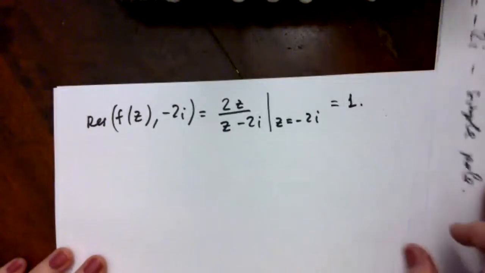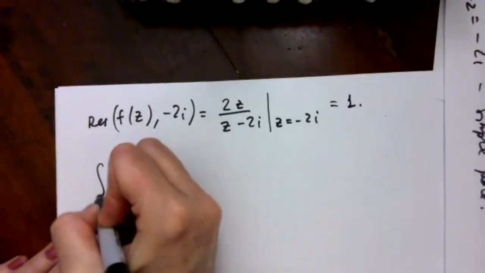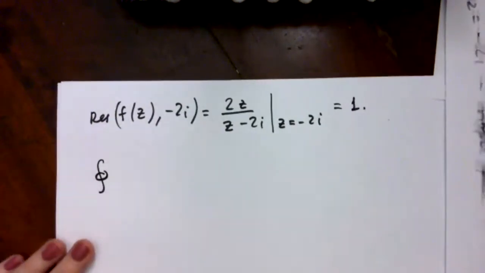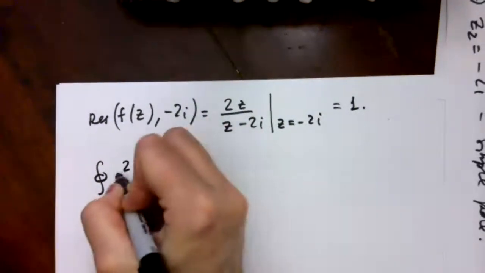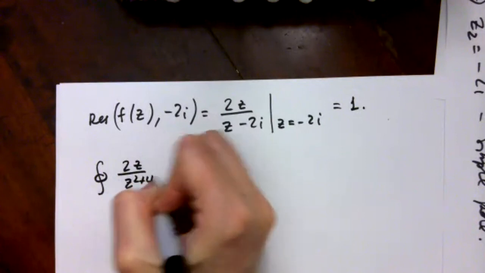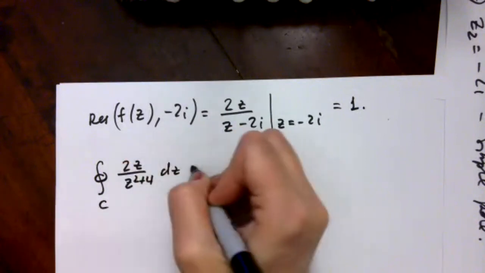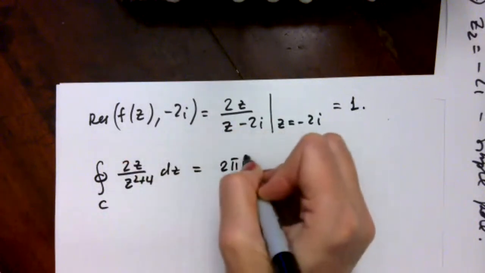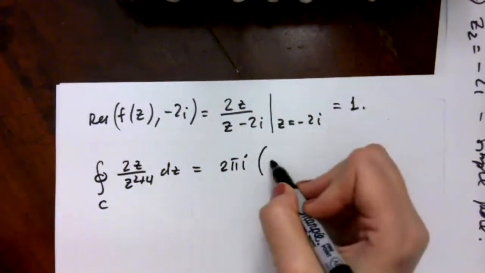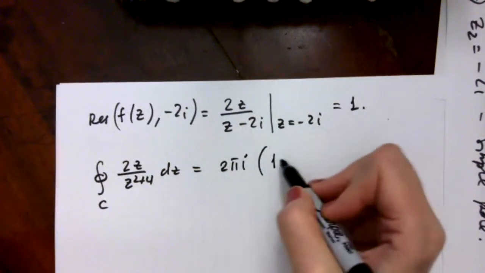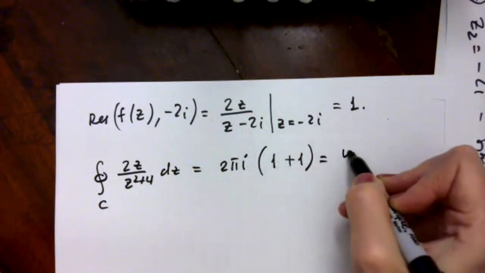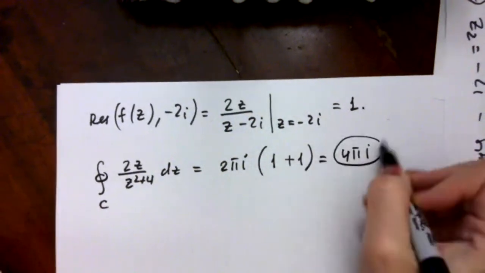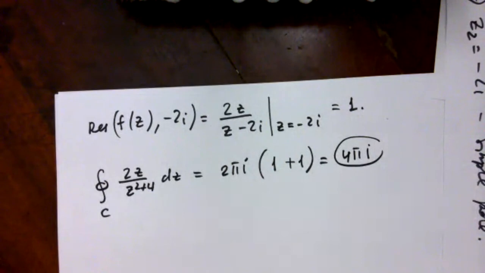Okay, now it's time to apply our theorem. So according to the residue theorem, the integral of our given function, 2z over z squared plus 4 dz, along the contour is equal to 2 pi i times the sum of the residues. The first residue was 1, the second was 1 as well. So our answer will be 4 pi i. So things are as simple as this, as you can see. No problem at all.